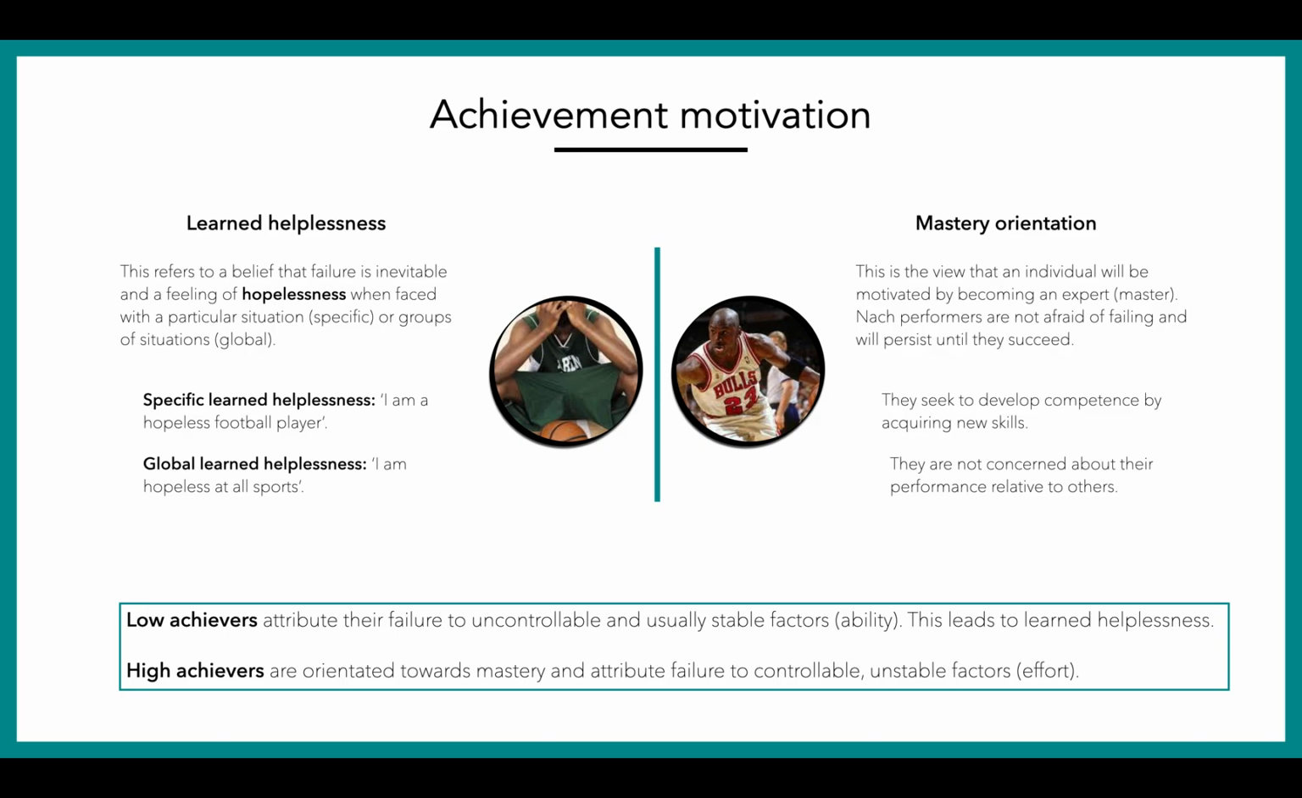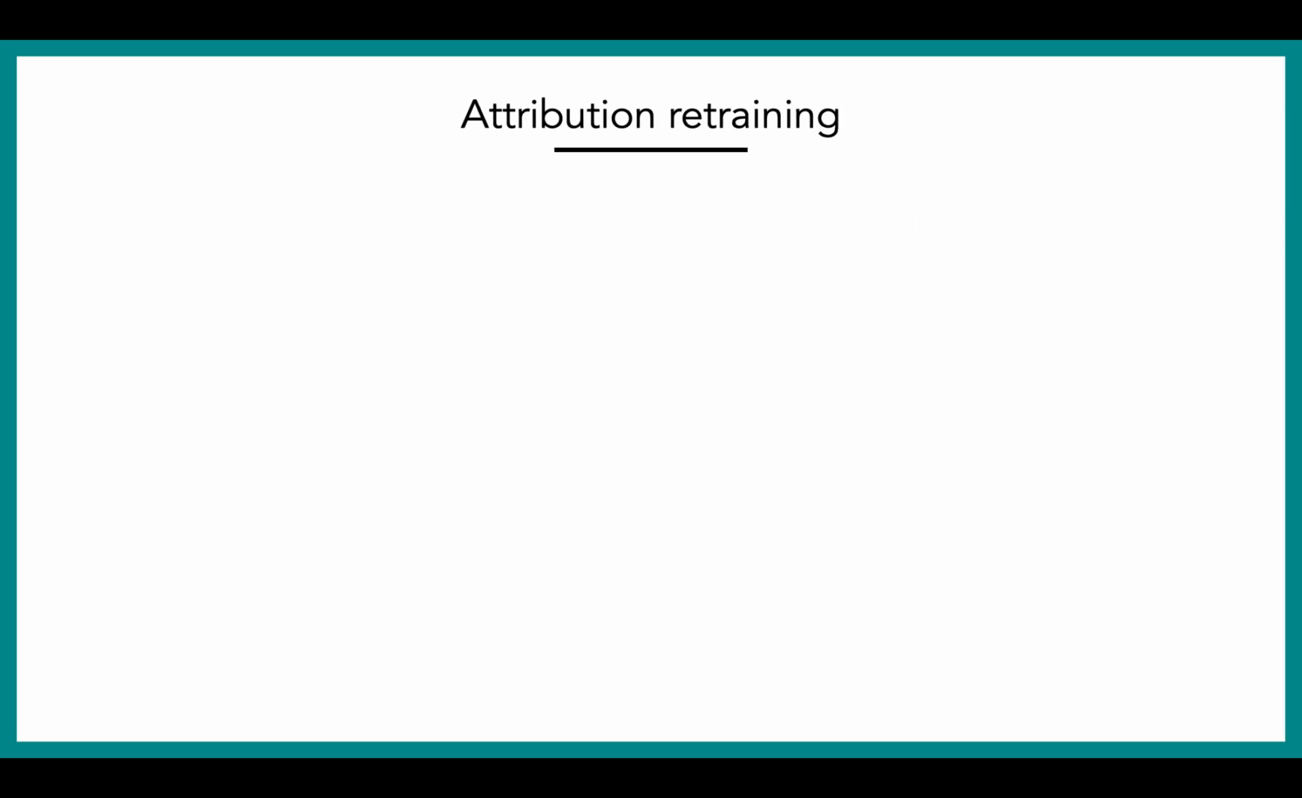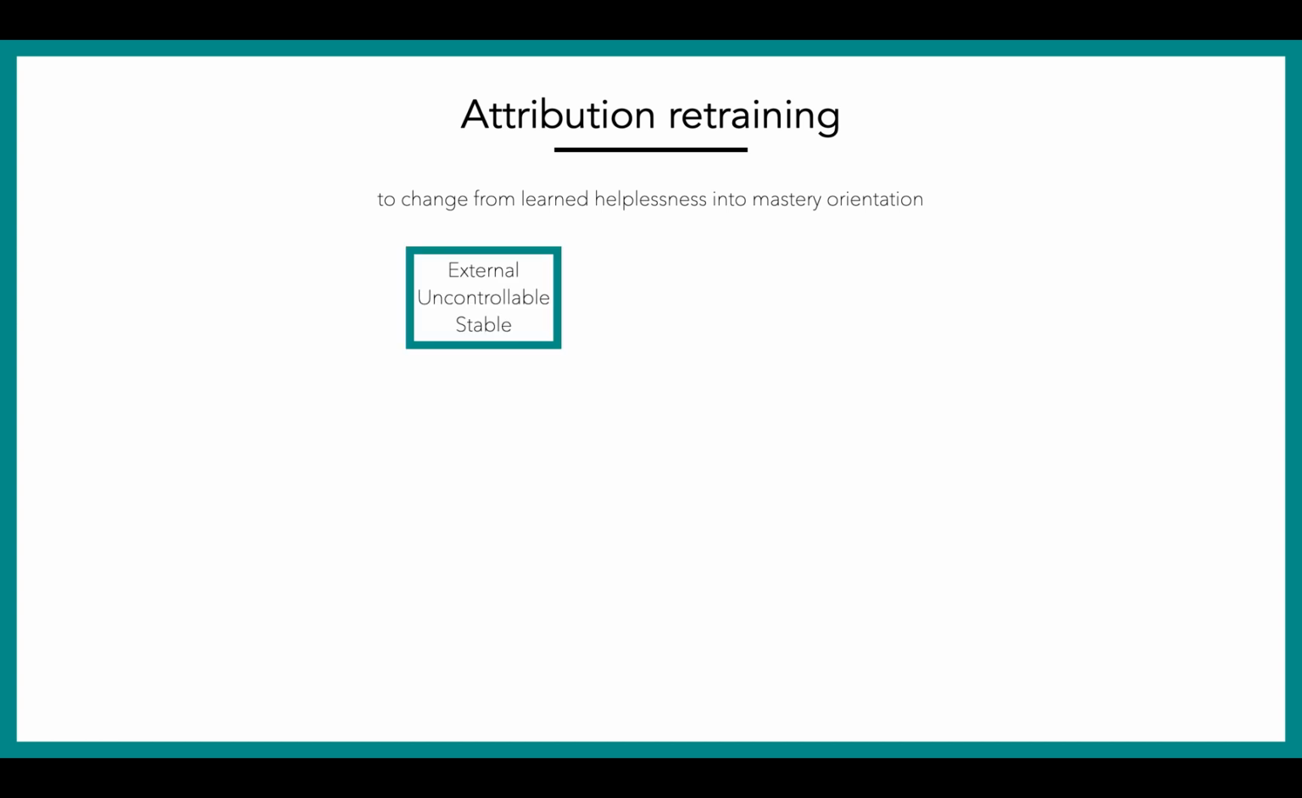However, if we are dealing with athletes who have learned helplessness, or like I said, myself, I know I had specific learned helplessness, what could I do to try and change that? Or what can we do? So we have something called attribution retraining. Basically this is to change from learned helplessness into mastery orientation. Okay, so we're looking to optimize sports performance. As I said, we're looking at going from external, uncontrollable, and stable things such as ability to internal, controllable, and unstable.